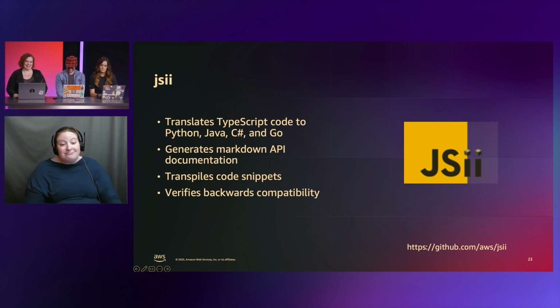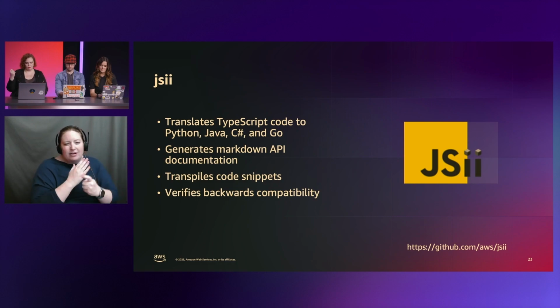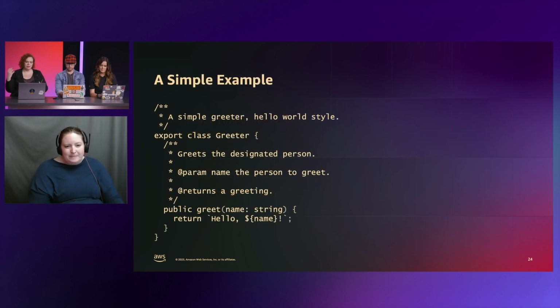So the second tool is JSII. JSII allows code from other languages to naturally interact with JavaScript classes. This is how we're able to write all of our code in TypeScript and then vend it in the many other languages with full automation of that language translation. So here's a little bit of JSII in action. Consider the following TypeScript class: a simple greeter class with one function, greet.